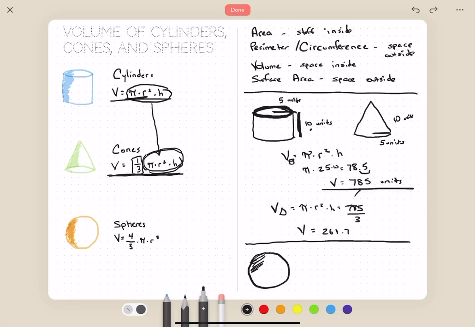So we have a sphere, and we know that the radius of that sphere, let's use 5 again. Okay, so this is a little bit different, but it's still really easy. So we know that volume is 4/3 times pi times r cubed. So this time we're going to cube 5 rather than square it. So we have 5 times 5 times 5 equals 125.